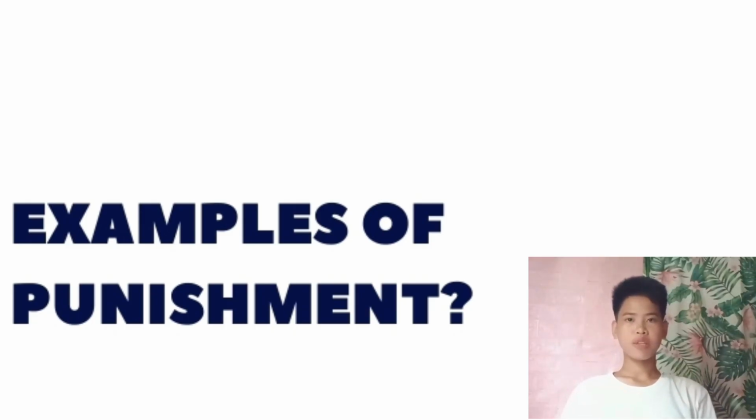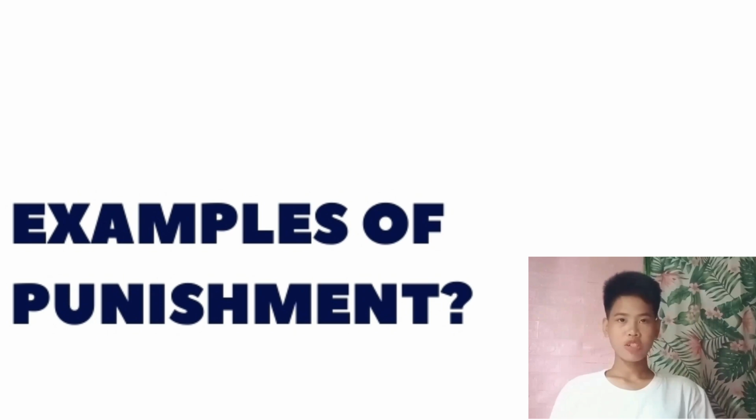Examples of punishment: imprisonment, confining an offender to a correctional facility; fines, imposing financial penalties for crime; community service, requiring an offender to perform unpaid work for the community; probation, supervising an offender in the community, often with conditions to be met.